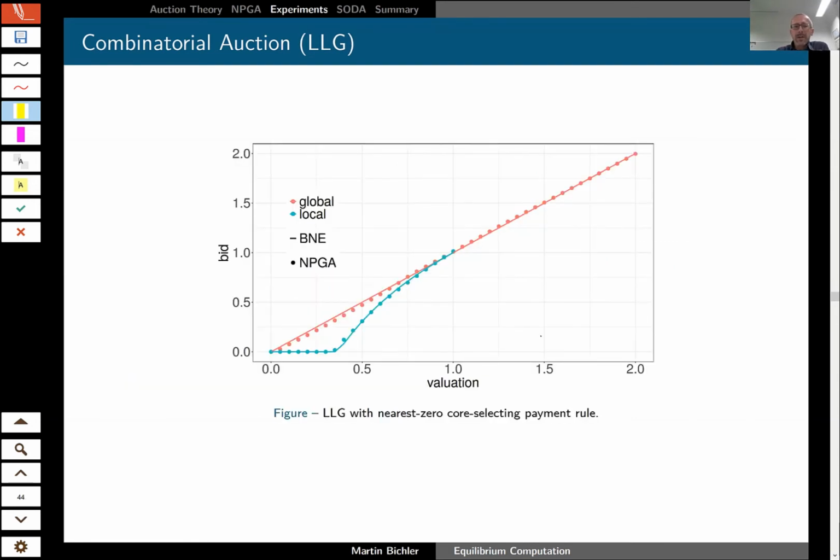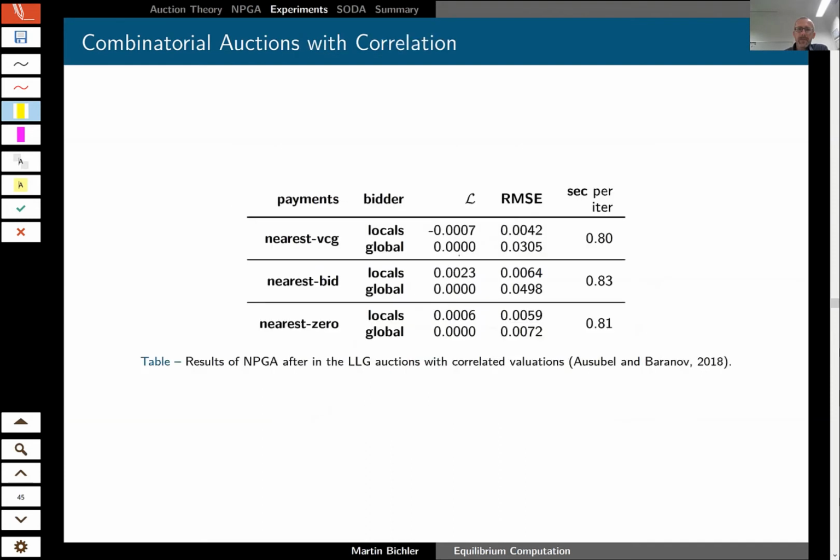This is just a plot. So the green line here would be the equilibrium strategy of the local bidder. Again, the solid line is the analytical solution, the dotted line NPGA. And you see that we are on spot, so to say. And the strategy for the global bidder is easy because it's a dominant strategy. These are now the results for these LLG models with correlation. Also here, fairly low utility loss, low root mean squared error. Right.